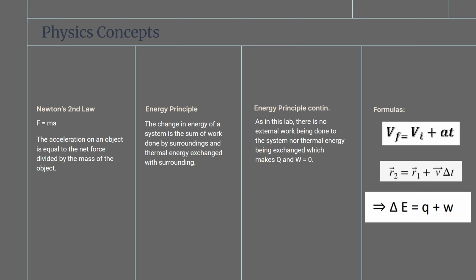And we continue on. In this lab, there is no external work being done on the system, nor thermal energy being exchanged, which makes Q as well as W equal 0. As we can see in this formula, delta E is equal to Q plus W, as well as the velocity update and the position update formula.